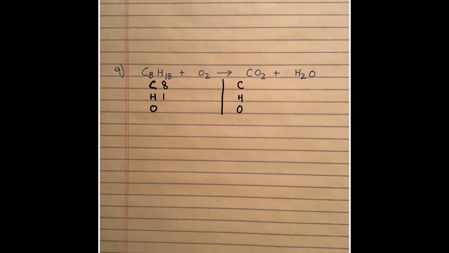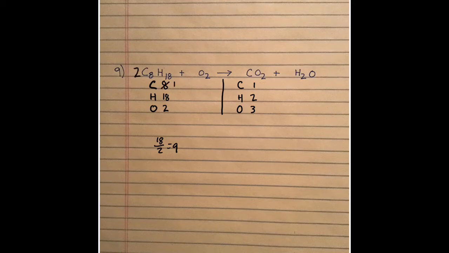So we have 8 carbons, 18 hydrogens, and 2 oxygens as a reactant, and then 1 carbon, 2 hydrogens, and 3 oxygens. Now in this one, we first probably should look at the hydrogens. And when we look at the hydrogens, there are 18 of them. And if we take half of that amount, which would be 9, that's going to give us an odd number of oxygens if we put a 9 in front of H2O.